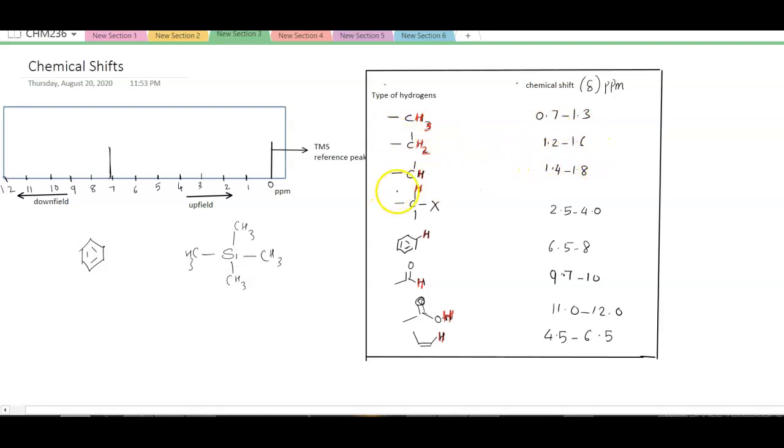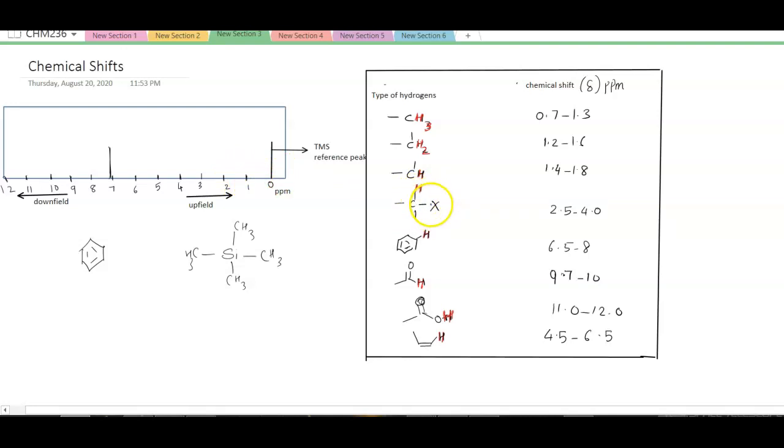Here you can see that X stands for halogen. As you start putting electronegative elements close to the proton in question, the chemical shift starts to increase, or you can say we move more downfield. Let me tell you what we mean by downfield and upfield. In an NMR spectrum, the left side of the spectrum is called downfield and the right side is called upfield.